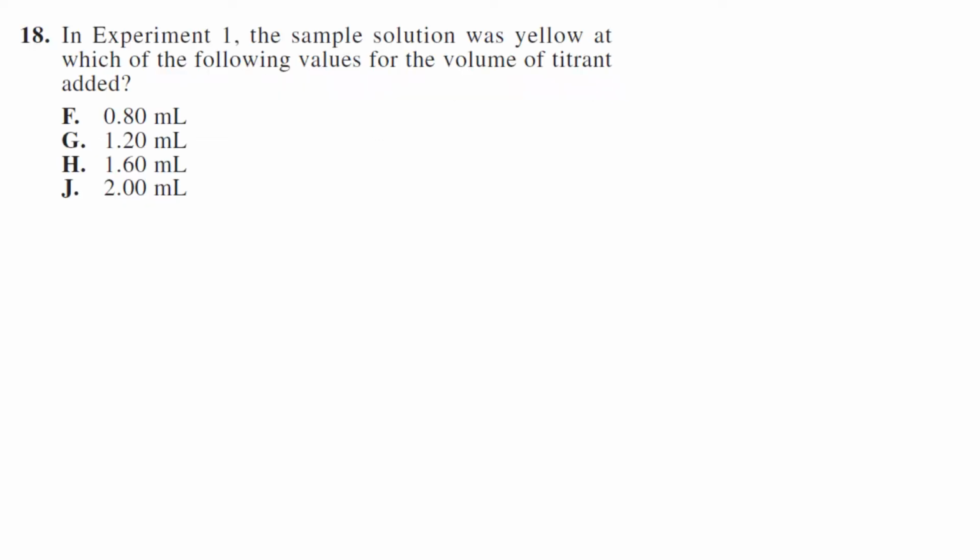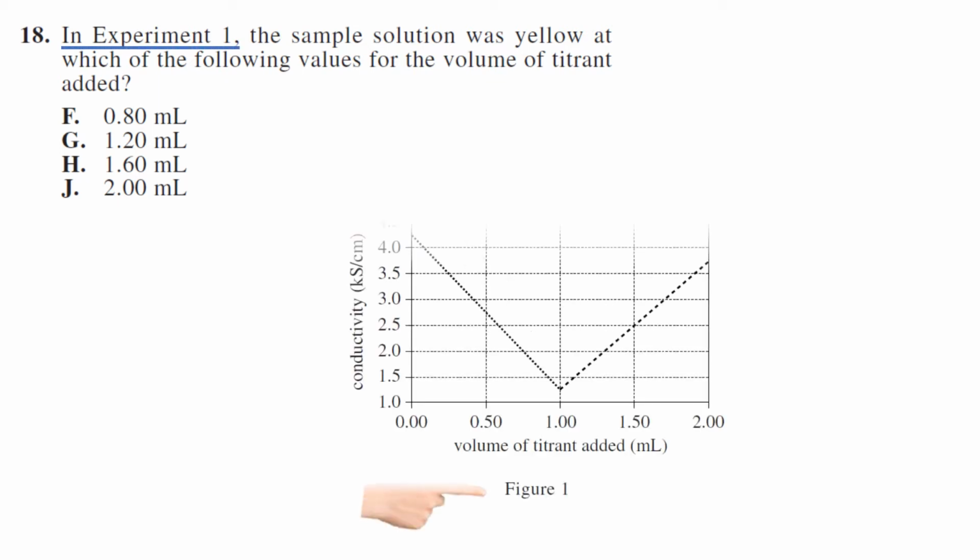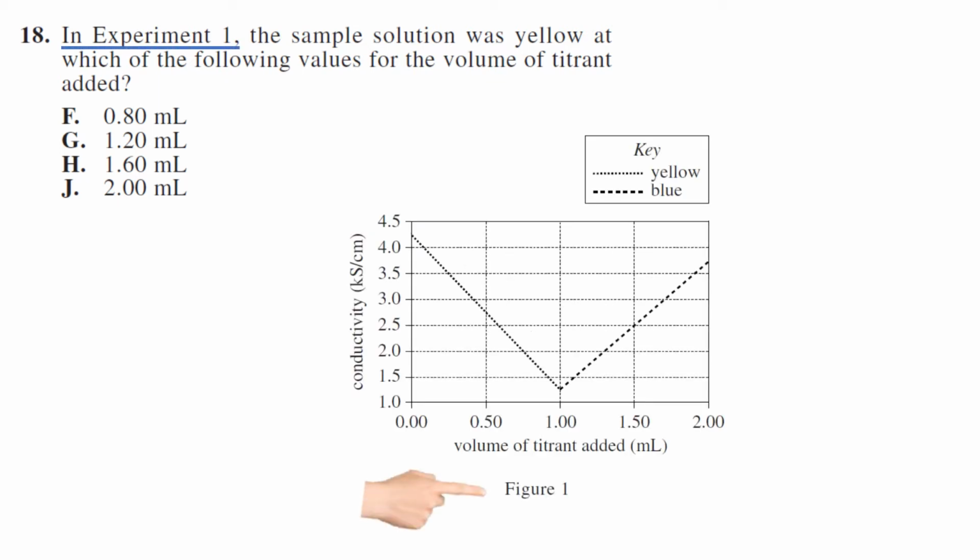Number 18, in experiment 1, so put your finger on experiment 1. The sample solution was yellow, so yellow is where it's going to be, at which of the following values. So anything from 0 to 1 is yellow, so that means 0.8, F.